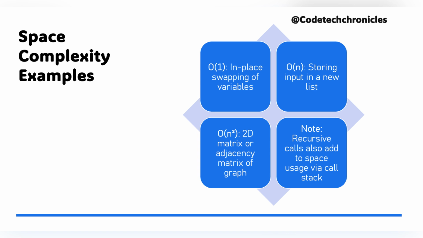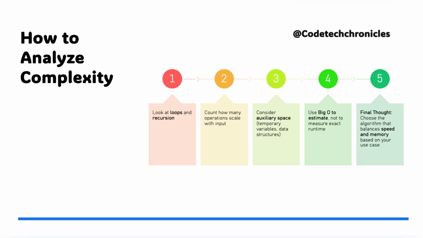Okay, now that we have seen all the major time complexities, let's talk about how you can analyze the time and space complexity of an algorithm, even your own code. This is a critical skill that separates average programmers from top-tier developers. And guess what? It's not as hard as it seems once you know what to look for.